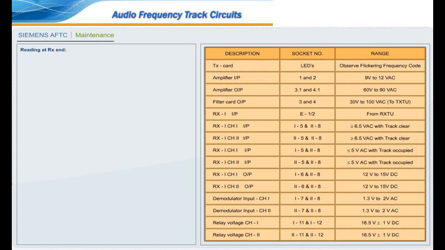Readings at RX end. Voltage across the rails: measure the voltage AC. Input to tuning unit: measure the voltage AC, RX end terminal number 9 and 10. Output of tuning unit is 0.3 to 2 volt AC, RX end terminal number 15 and 20.